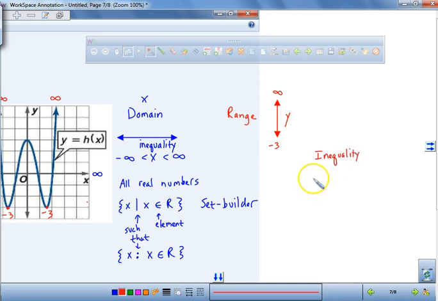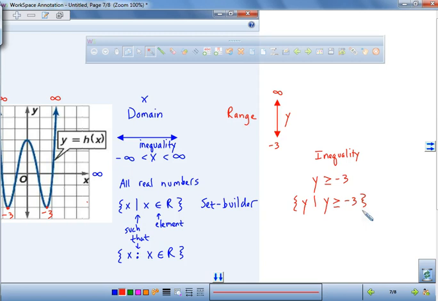You would say all of your y values are greater than or equal to -3. That's how you would write it as an inequality. For set builder notation, you would say the set of all y values such that y is greater than or equal to -3.